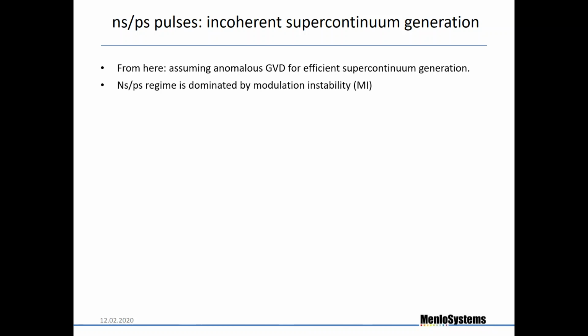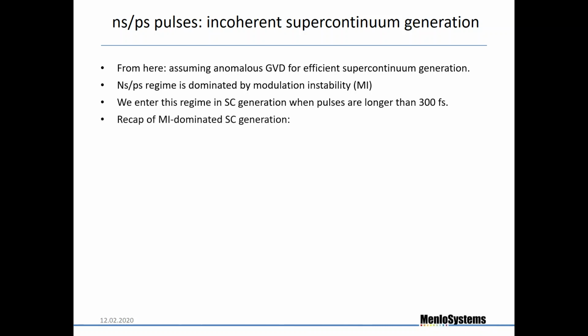The nanosecond and picosecond pulse regime is dominated by modulation instability. We get into this regime when our pulses are longer than 300 femtoseconds. I would like to recap some of the things that you should know already. So just like in a vacuum with the Maxwell's equations, in a nonlinear medium, for the generalized nonlinear Schrödinger equation, plane waves are a solution, okay? You can have propagation of plane waves. But the difference is that in this case, plane waves are not a stable solution. This is an unstable solution.